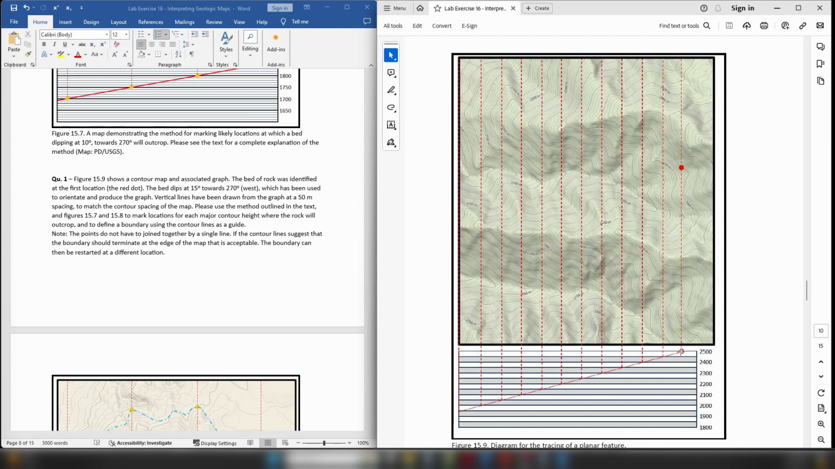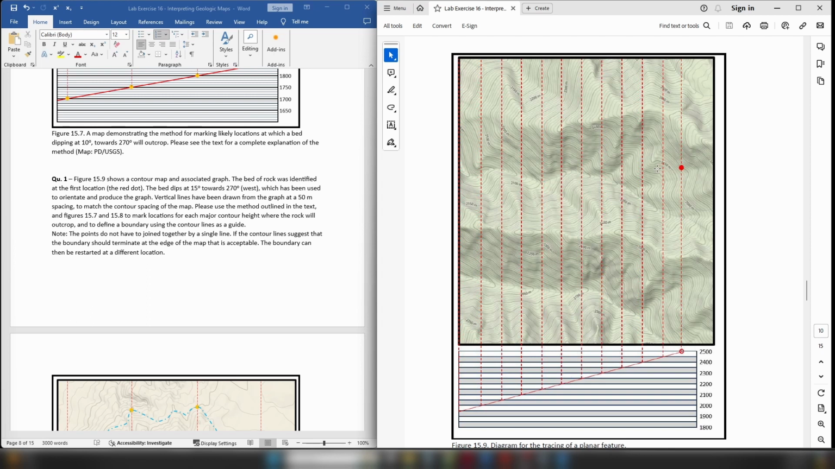So on our graph, we've drawn our starting point at 2,500 meters above sea level, which matches the elevation of our known location. We know our layer of rock has a dip of 15 degrees and we know it is dipping to the west. So our layer of rock is dipping 15 degrees towards the left-hand or western side of our graph and map. You can see that I have drawn vertical lines coming off this diagonal line representing our layer of rock, and I have done that at 50-meter increments.